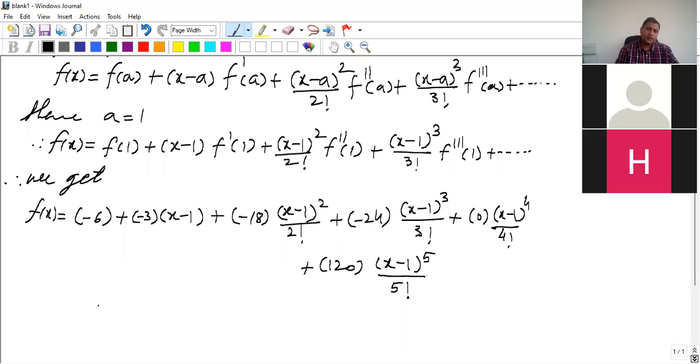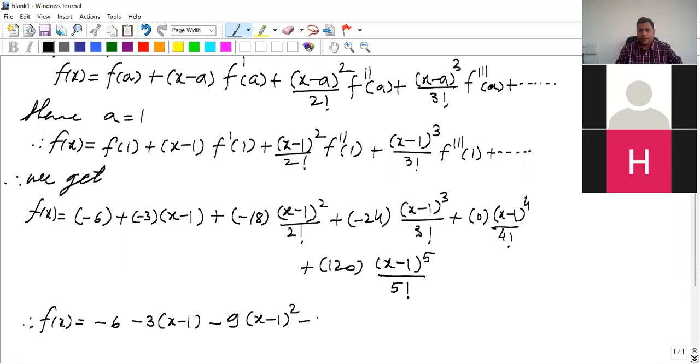Hence we get f of x is equal to, let us simplify, minus 6 minus 3 (x minus 1) plus, 2 factorial is 2 itself, so the 2 and 2 cancel, and it becomes minus 9 times (x minus 1) square.